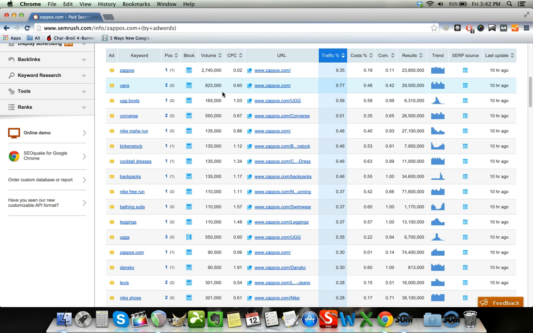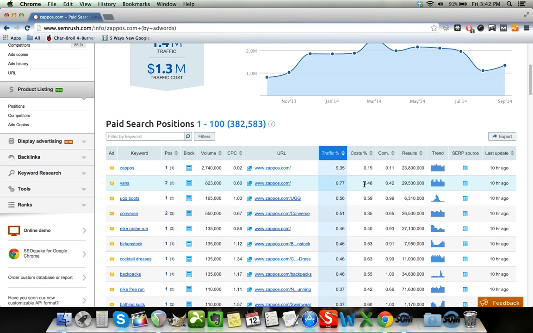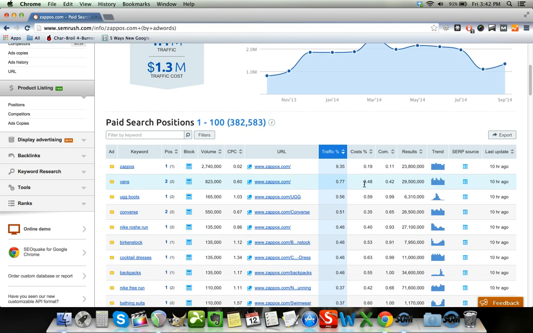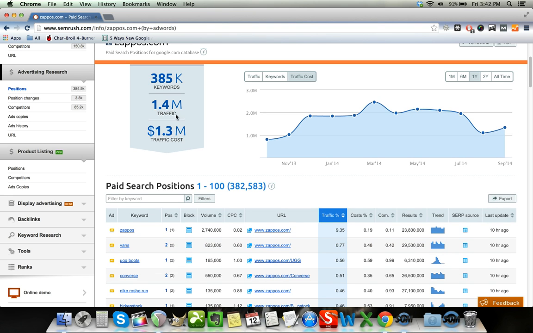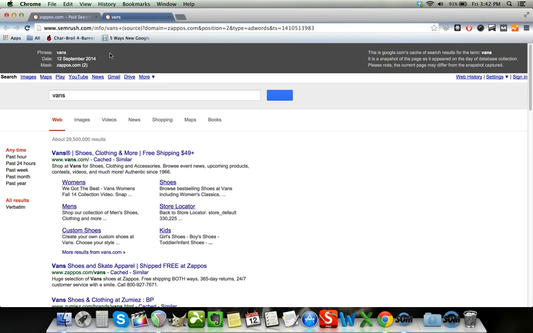Okay, this has a search volume of 823,000, cost per click of 60 cents, traffic percentage 0.77. That means that Vans drove 0.77% of their 1.4 million visits, and it also made up 0.48% of their $1.3 million in costs. Competition level 0.42. We have 29.5 million results for that keyword, and again, it was updated 10 hours ago, and I can see it in the SERP source right there.